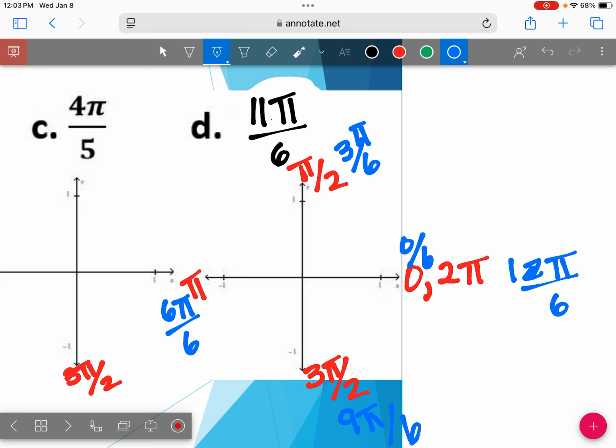So if my initial side is here, I'm going to go past 3, past the 6, past the 9. I'm going to end up right back here. It almost wrapped around completely. So 11 pi over 6 is right here. That would be that angle.